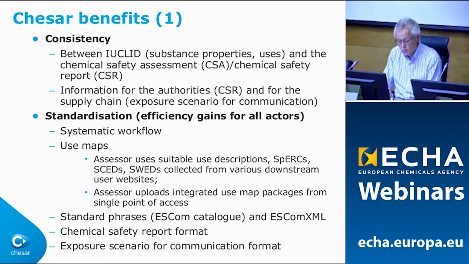And here we could see two levels of efficiency. The one is that the single assessor for the registrant uses suitable use descriptions, SPERCs, GETs, SWETs, and collects this information from various downstream user websites as a single information element and gets this into his library. What is even a more efficient way is if the assessor would upload integrated use map packages from a single point of access.